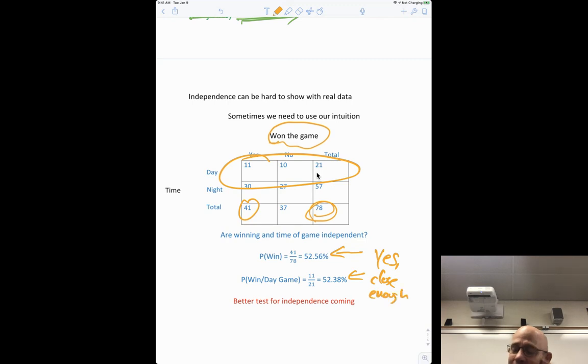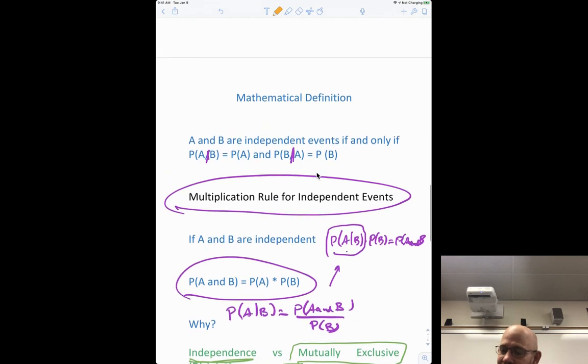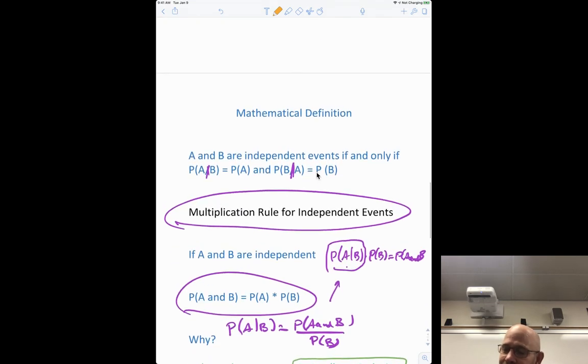But then that begs the next question, how close is close enough? If one was 52 and one was 51, would I say it? One was 52 and one was 49, would I say it? So it can get a little confusing for sure. We'll talk more about that later on in the course. But there's also a much better test for independence coming later. But for right now, to test independence, we just go back to this one right here. If they're independent, probability of A given B equals probability of A and vice versa. So you have to check them both.